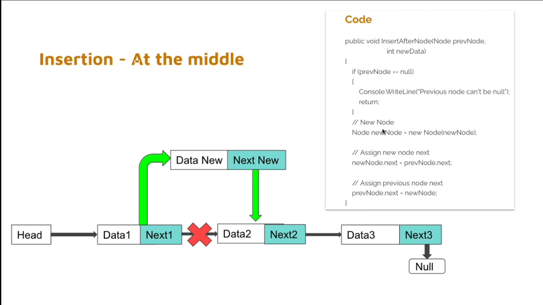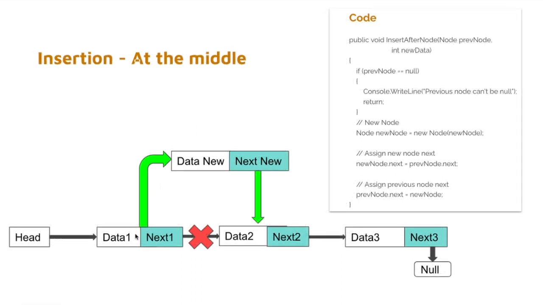Once you have created a new node, you have to create two links. First, the new node will point to the next node, and then the previous node will point to the new node. We create these two links with two lines of code. New node dot next equals previous node dot next, because the previous node has the address of the next node, the data 2 node. The data 1 node has the address of the data 2 node, and we want the data 2 node address, which we can get from the previous node. That's why we assign new node dot next equal to previous node dot next. Then the new node will point to the next data 2 node.